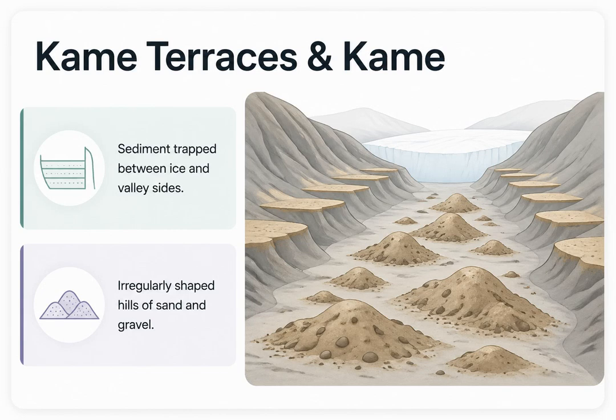Next, we have kames and kame terraces. A kame is an irregularly shaped hill or mound of sand and gravel that accumulates in a depression on top of a retreating glacier and then drops to the ground when the ice melts. Kame terraces form when sediment accumulates in lakes trapped between the glacier ice and the solid valley side.